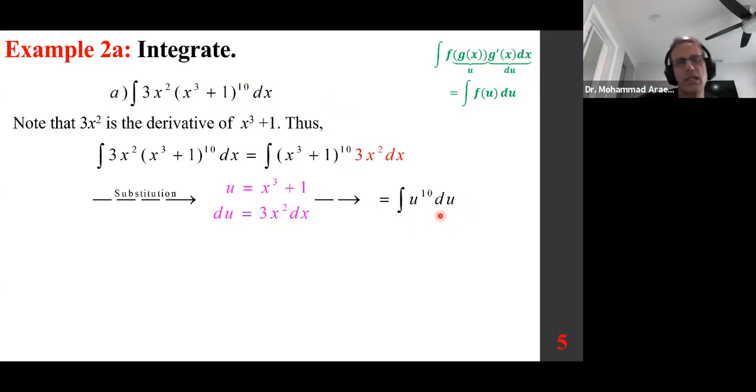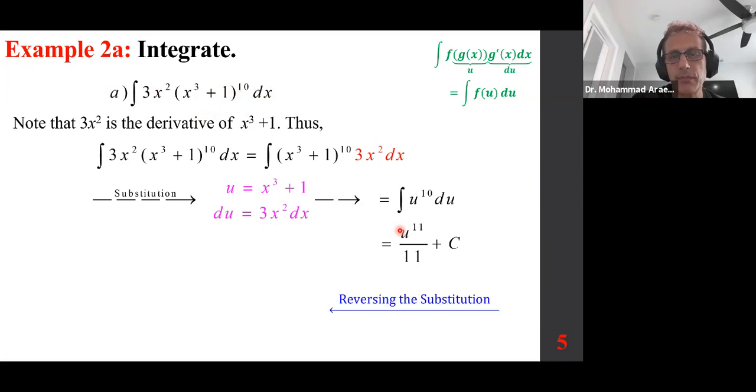Whether you want to take too many steps to go there, or simply from here write this one and this one, I would go from here to here and here. In the beginning, put the 3x squared next to dx. That is really helpful until you get very comfortable with that. So the answer is 1/11 u to the power of 11 plus a constant. And finally, replace the u with x cubed plus 1. And that's the final answer.